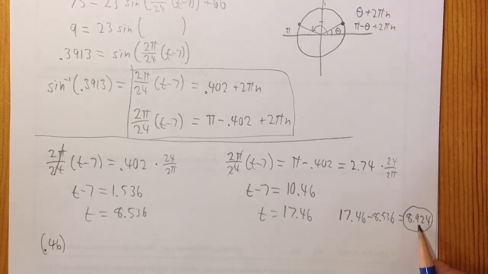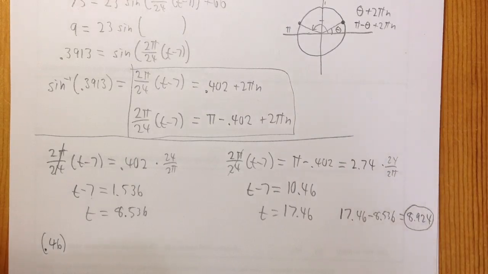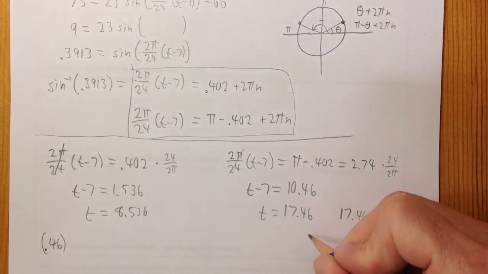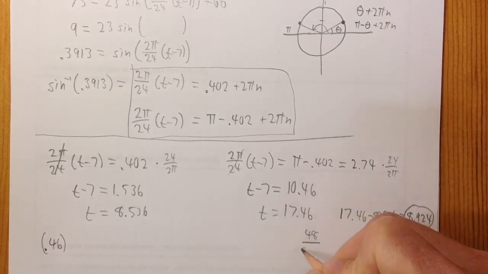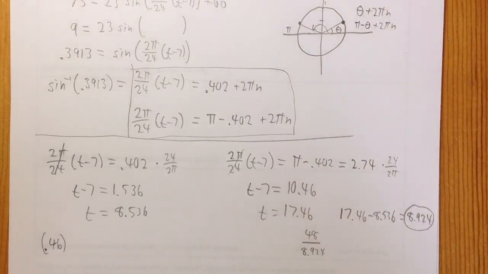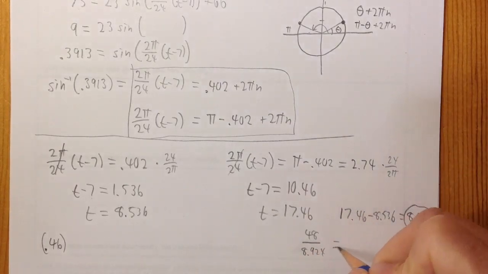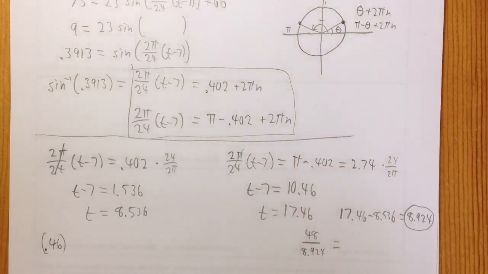Okay, so how many of those fit into 48? Because we need 48 hours to dry. So if every day we get 8.92 hours, we need 48 hours. So 48 divided by 8.92 is 5.38 days. Let me write that down. 48 divided by 8.924. Make sure I did that right. 48 divided by 8.924 is, actually, I think I keep hitting that wrong. Try that again. 48 divided by 8.924.